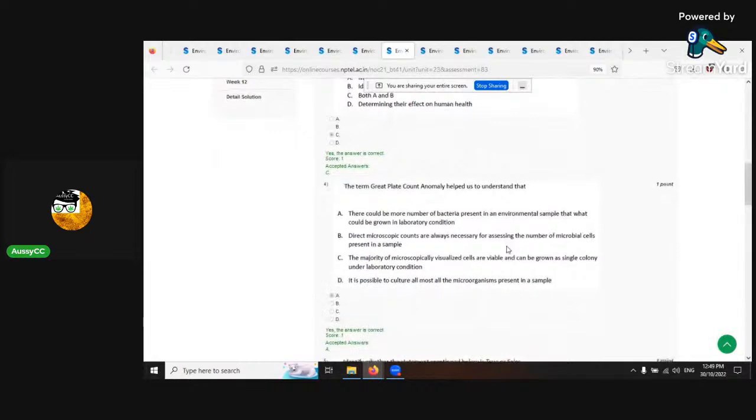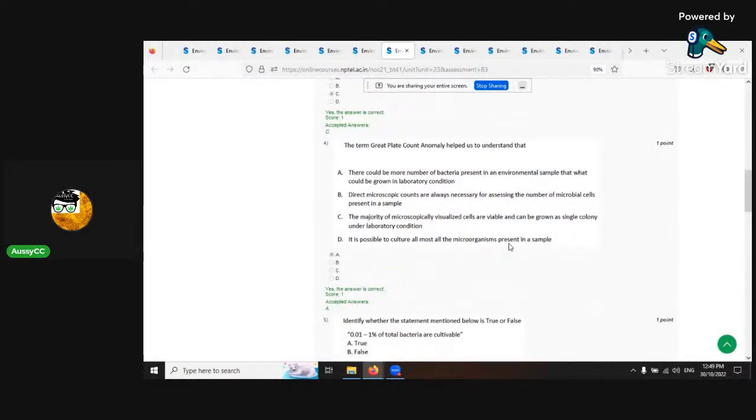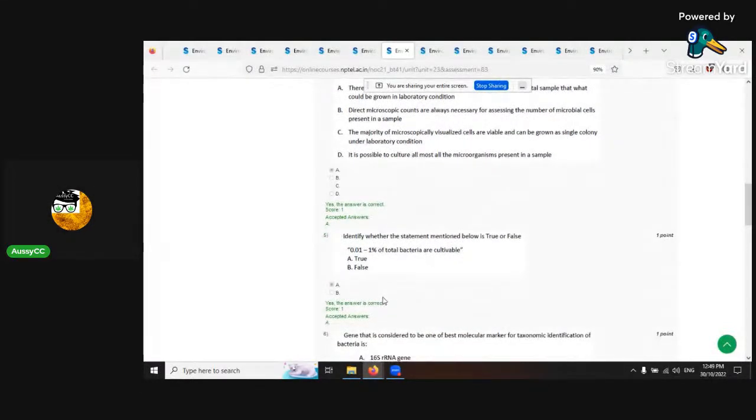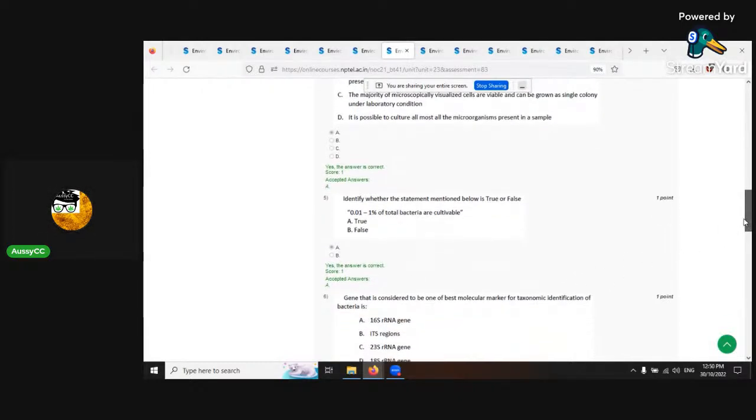Identify 0.1. Isn't that amazing? 0.01, that's mostly seawater, to 1% of mostly aerobic of total bacteria are culturable. This is true. Gene that is considered to be one of the best molecular markers for taxonomic identification. It's 16S rRNA. That's for microbes, because humans is 18S.